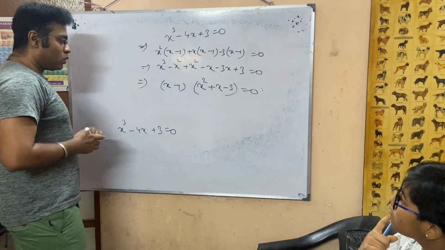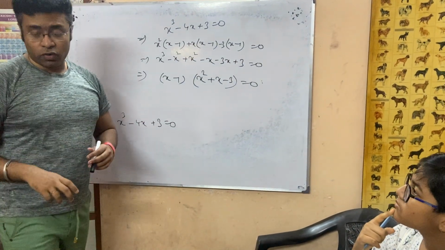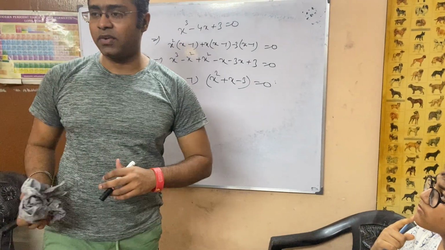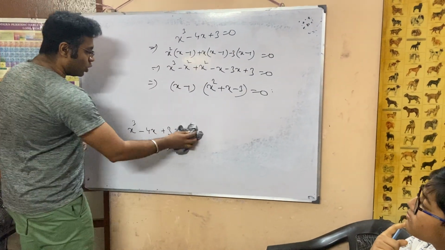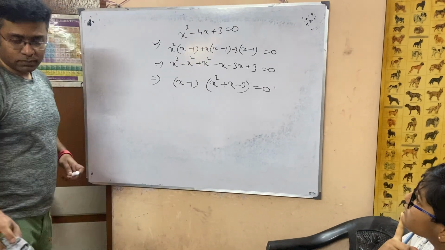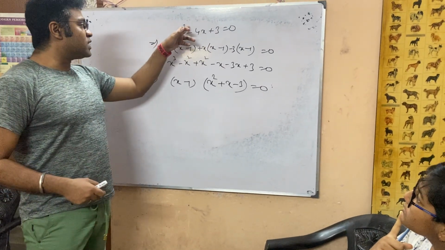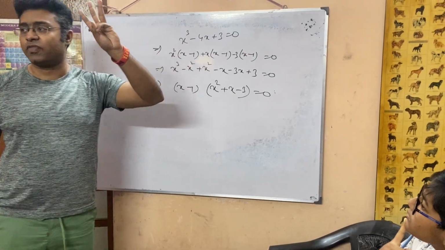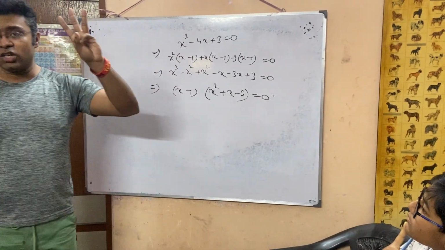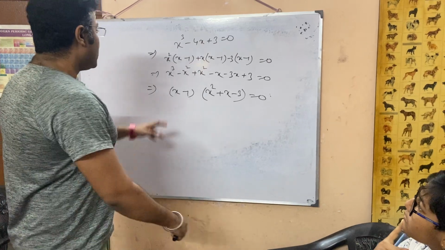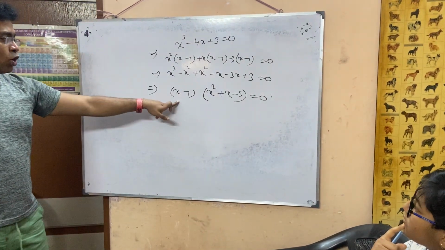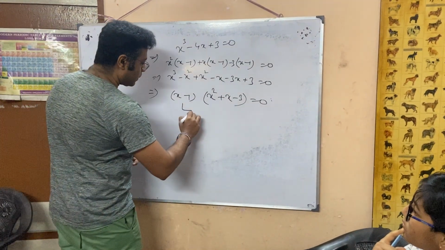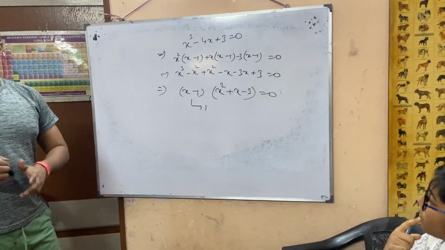Now, here is the trick. Since we have covered quadratic equation, we know that if the power is 3, the maximum power in this expression is 3, so there are 3 values of x, right? Total 3 values of x. Now out of the 3 values, 1 we have got here, that is x equal to 1, right? What about the remaining 2?